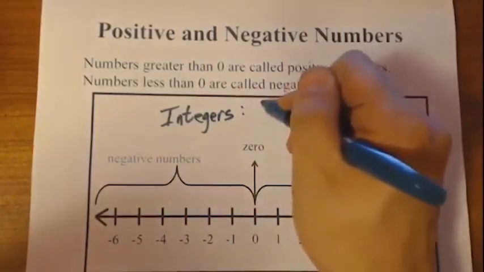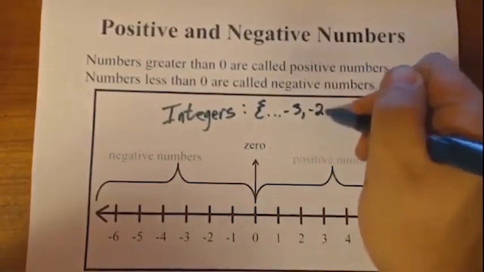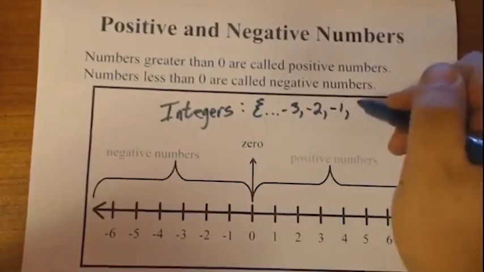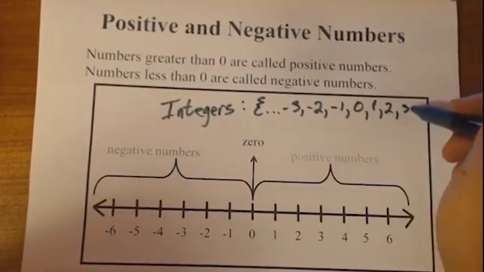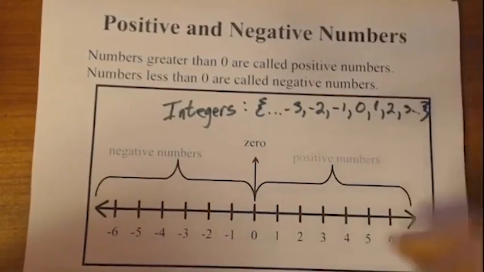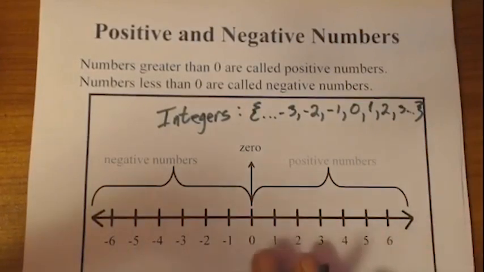So the integers are the negative versions of the whole numbers with a 0 and then our whole numbers, 1, 2, 3, and so on forever. And so we have integers represented on this number line. We have positive numbers to the right of 0. We have negative numbers to the left of 0.